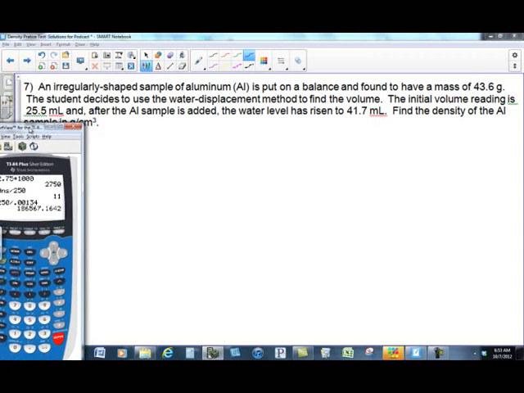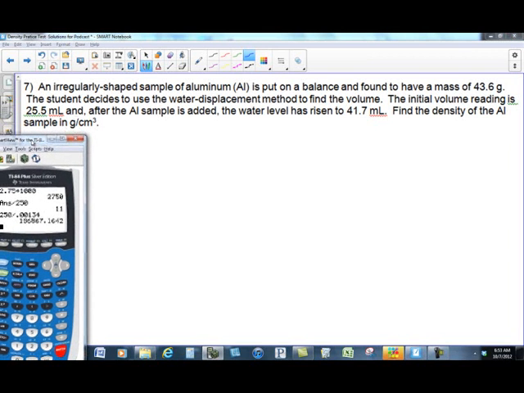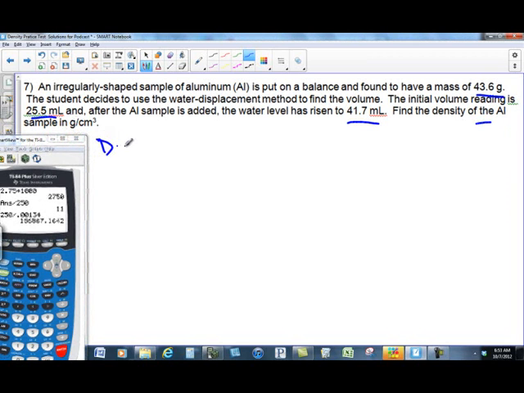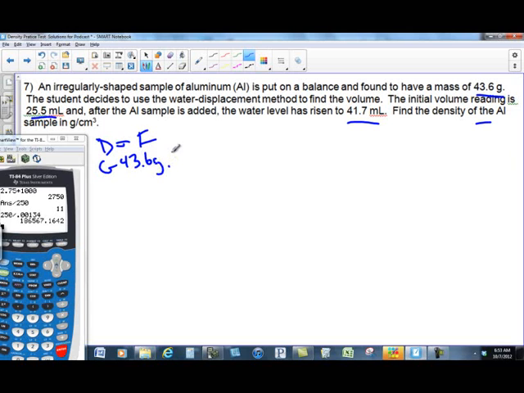Alright, I think this is the last one. An irregularly shaped sample of aluminum is put on a balance and it has this mass. A student decides to use the water displacement method. The initial volume is 25.5 milliliters. The water raises to this. We want to find the density. Okay, pretty straightforward. It's kind of stuff we did in the lab. Density is what we're trying to find. We are given 43.6 grams and some volume information, right?